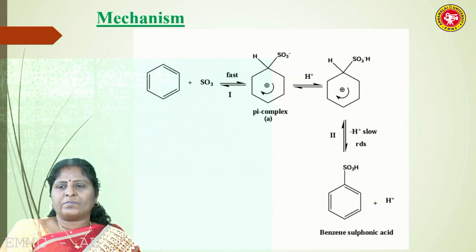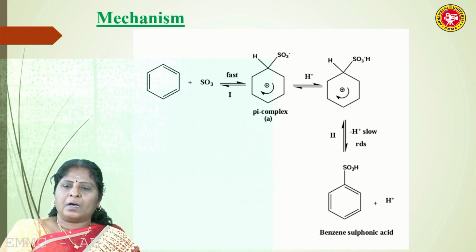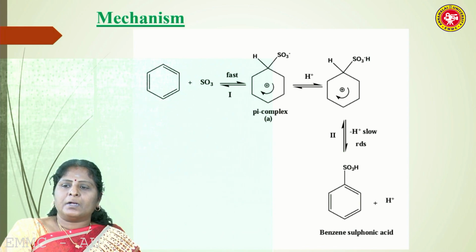After the attack by sulfur trioxide, as we have seen in the previous mechanisms, a pi complex or even a sigma complex forms; since this is a neutral species, a pi complex is formed. After the loss of a proton from the substituted carbon atom, benzene sulfonic acid, the desired product, will be formed.